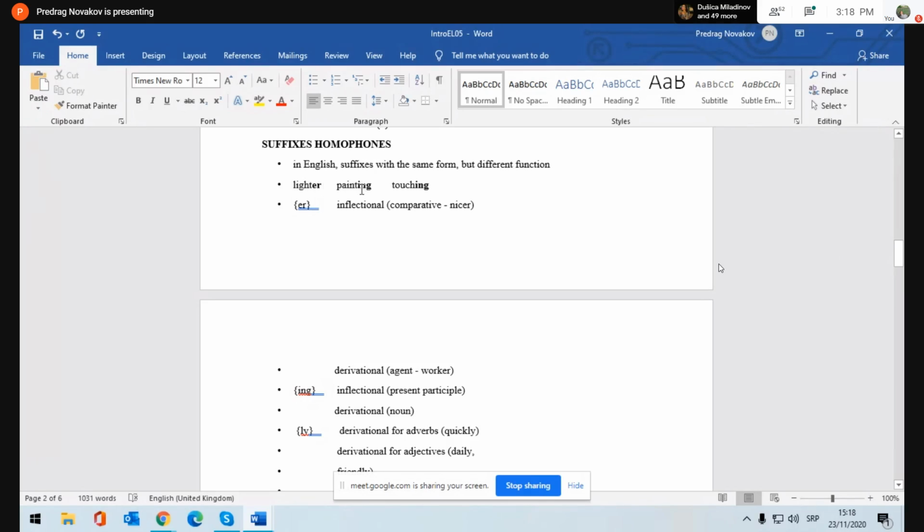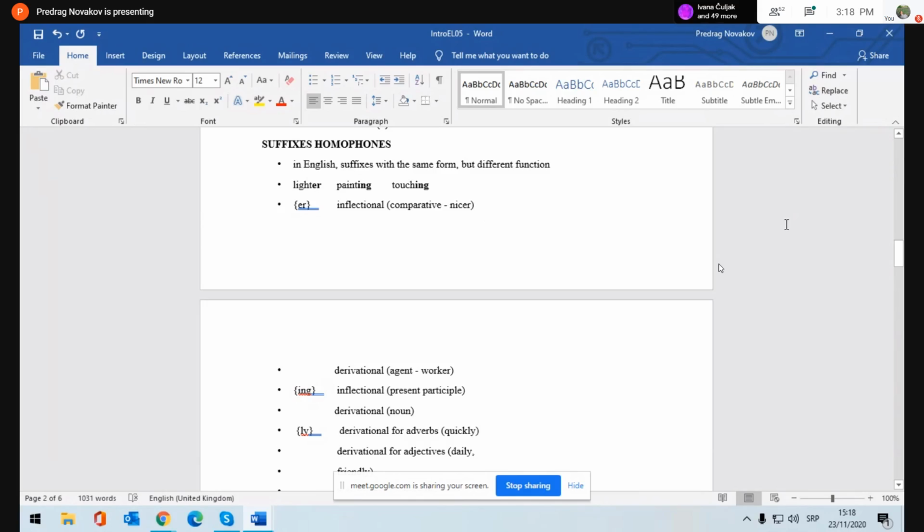Painting. ing could denote what? ing could denote present participle, like somebody is painting, but painting could also be what? Could be a noun. Object. Yes. Sorry, what did you say? Didn't quite hear it.